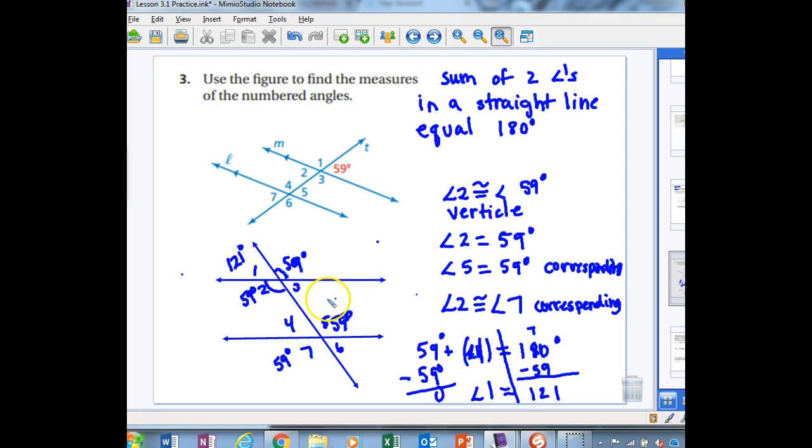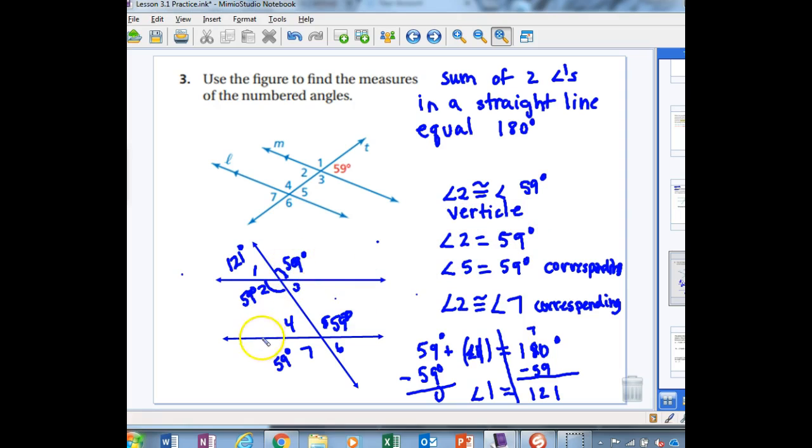Tyler, if the angle of measure 1 is 121, what is the angle or measure of angle 3 going to be? I'm sorry? Why 6? Look at this angle and this angle. Why did we say they measured the same? What is the reason for that? Jasmine? So what do we call that?